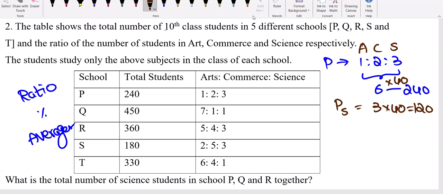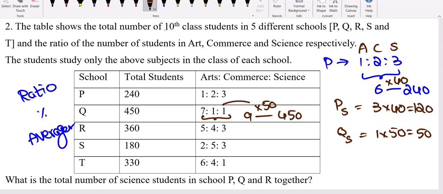Then what about Q? 7 plus 1 plus 1 is 9, but the total strength is 450, so you have to multiply by 50. Q in science is 1 into 50, that is 50. Then what about R? This totals 12. We want 360, so we have to multiply by 30. 3 into 30 is what? That is R in science.